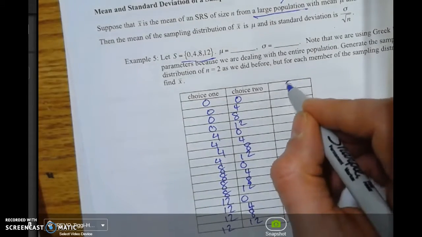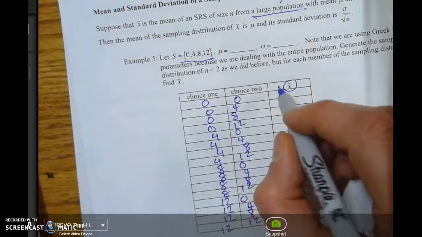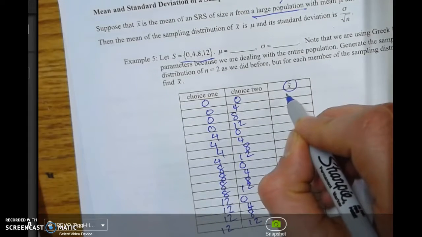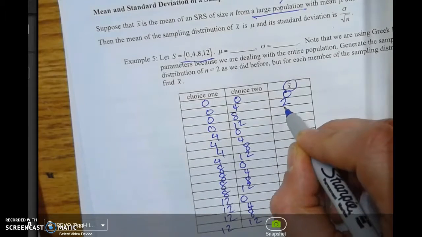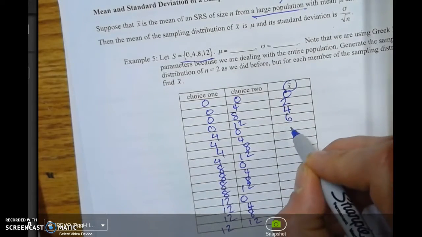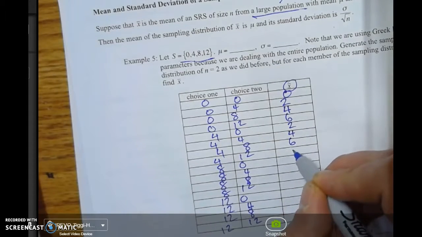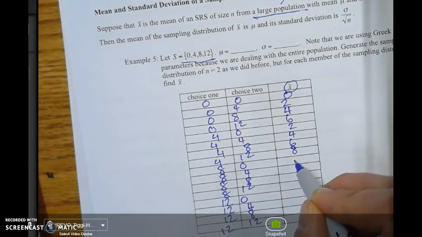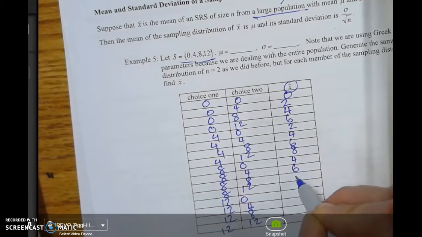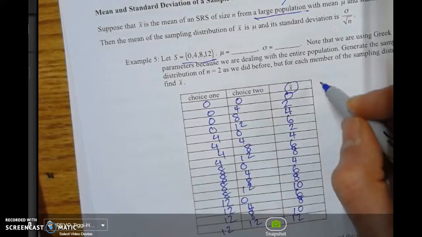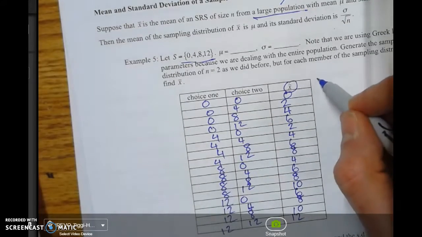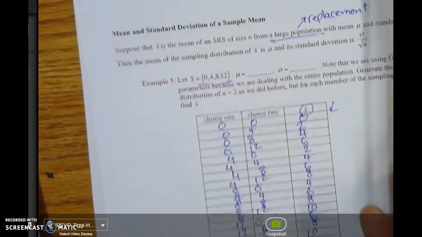We take the x bar, the average of each of our samples of size 2. We get an average of 0, 2, 4, 6, then 2, 4, 6, 8, then 4, 6, 8, 10, and 6, 8, 10, and 12. So we just took the averages of each of our samples of size 2 and listed them all out here.